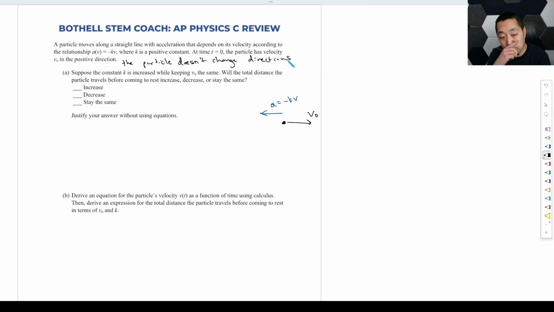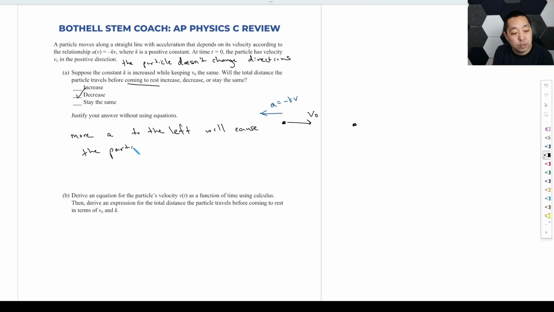This is a fair assumption, and we might see how that applies in a second. So the acceleration is to the left. If we increase the amount of acceleration to the left, then it's not going to travel as far, right? Eventually, it's going to come to a stop. So the total distance before coming to rest is going to decrease, because you're going to have more acceleration to the left, which will cause the particle to slow down faster. So it won't travel as far. Okay, that's all you've got to say.